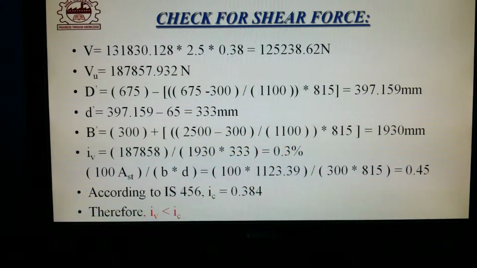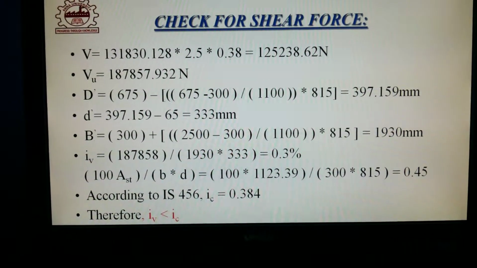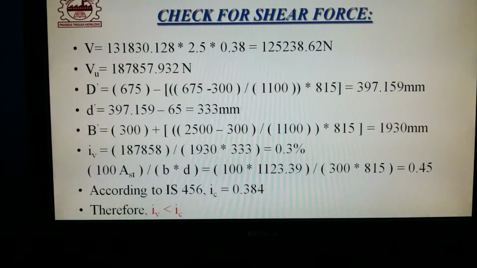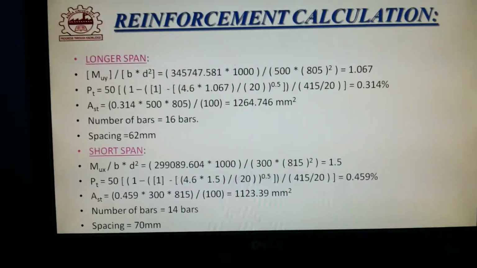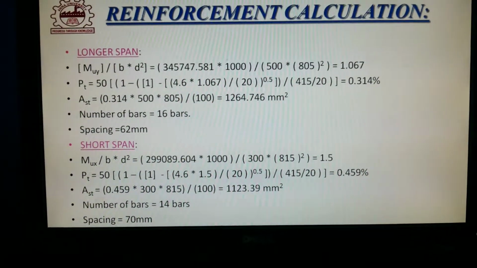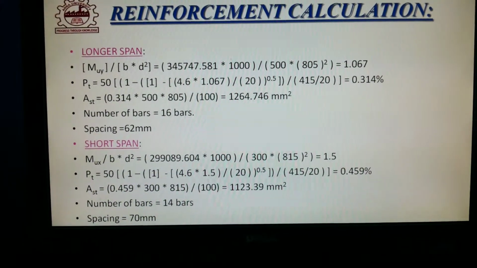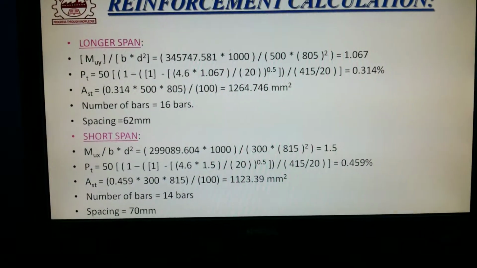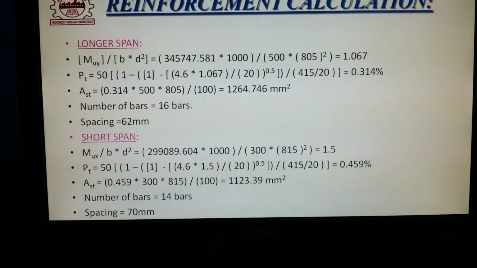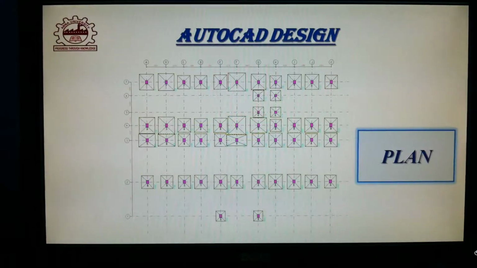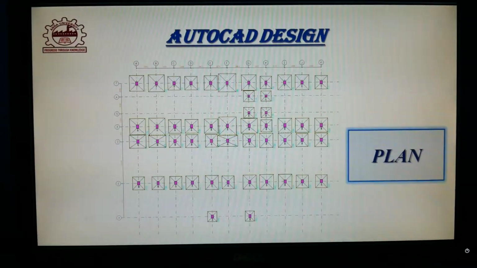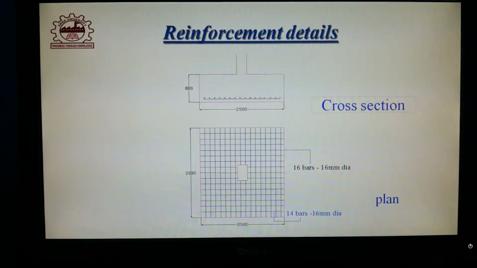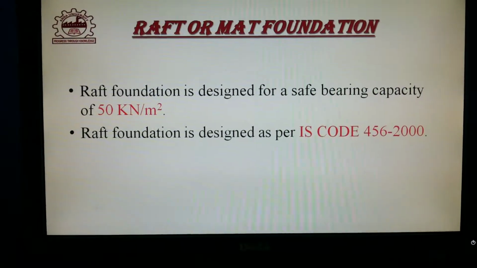Here comes the check for shear force. Hence the depth we calculated is right, as τv is less than τc. Here comes the reinforcement calculation. Along the longer span, 16 bars are used at a spacing of 62 mm. In the shorter span, 14 bars are used at a spacing of 70 mm. This slide shows the AutoCAD design for isolated footing, and this slide shows the reinforcement details of the isolated footing.